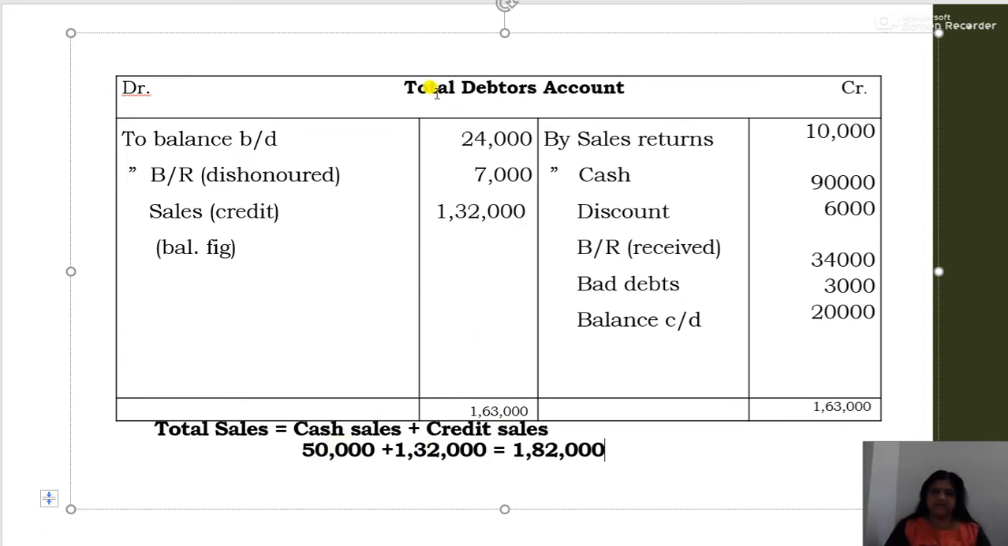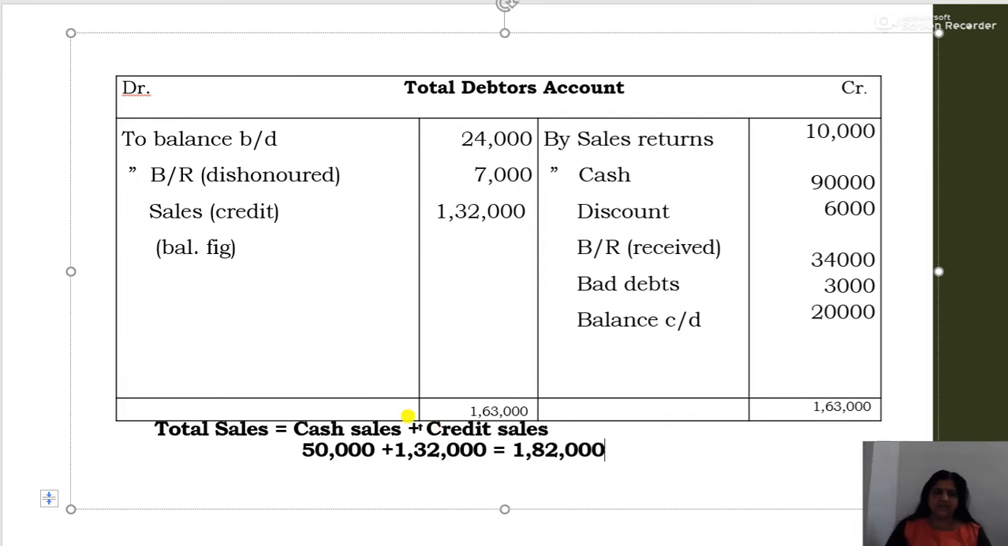We prepared the total debtors account, then all the information given in the question was written in the total debtors account, that is opening balance, bills receivable dishonored, then sales returns, cash, discount, bills receivable received, bad debts, and the closing balance. Then by balancing the total debtors account, we obtained the missing figure, that is credit sales. By adding the cash sales and credit sales, you get total sales, that is 1,82,000.